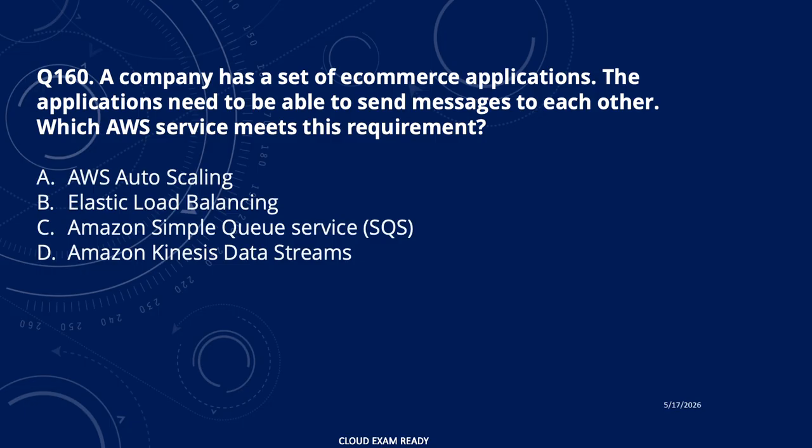So we have options. Option A, AWS Auto Scaling. Auto Scaling is not an option because it will just autoscale your EC2 instances. Next, option B is Elastic Load Balancer. It will just balance the load, it will not send messages to each other. And we have option D, Amazon Kinesis Data Streams, which is a streaming service, so this is not an option. So the correct answer here is Amazon SQS, which is Simple Queue Service.